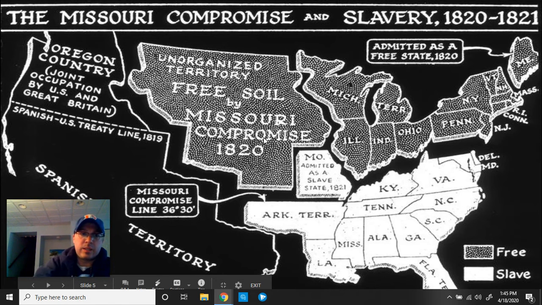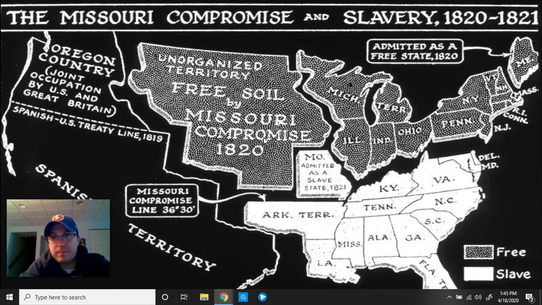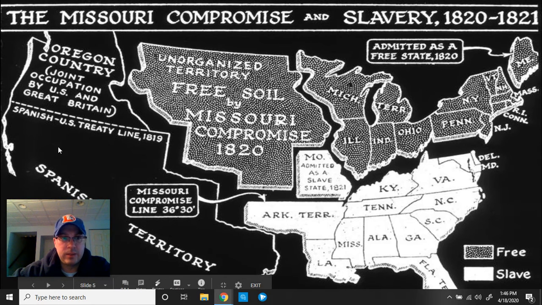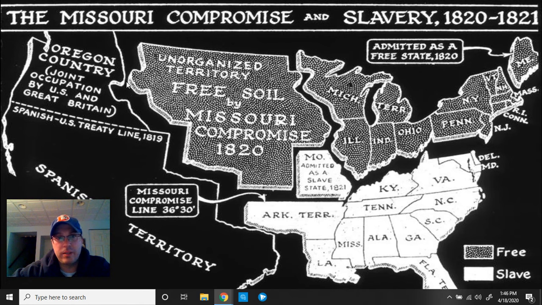Okay, so take a look at this map for a moment. Right, so as the United States we know it today, here's that Missouri Compromise line. All this is Spanish territory over here, which we'll be discussing as well in this unit. Up here, the Oregon country is occupied by the U.S. and Great Britain. United States territory, just unorganized, right? And then we see Michigan territory, Arkansas territory and Florida territory.